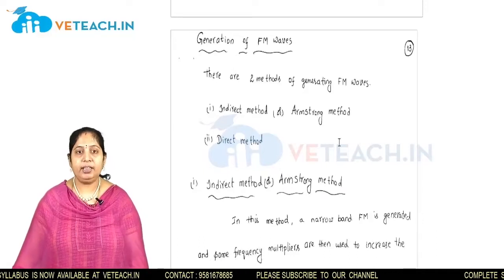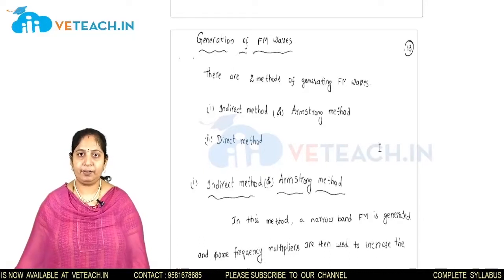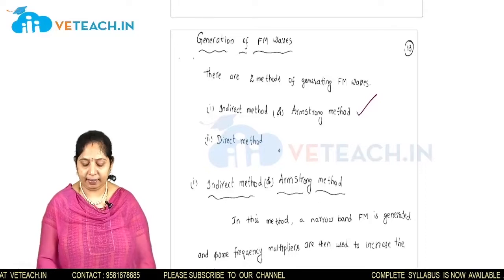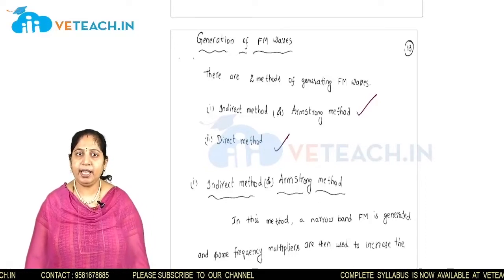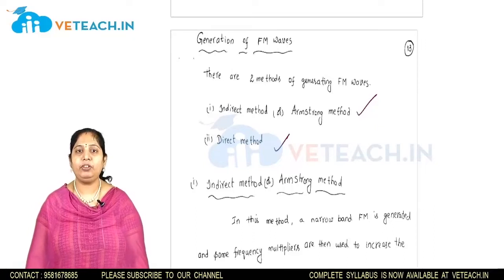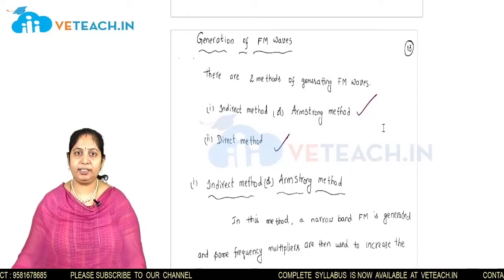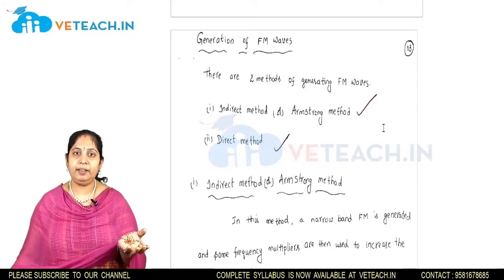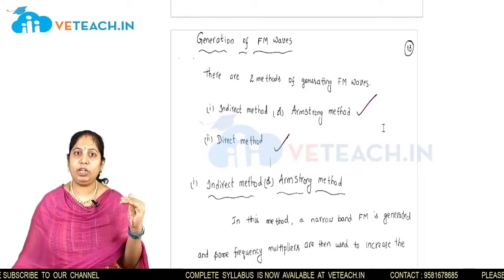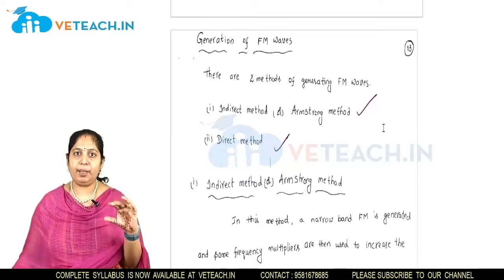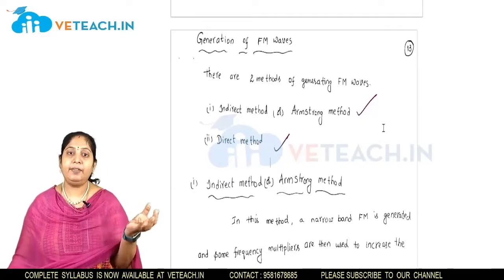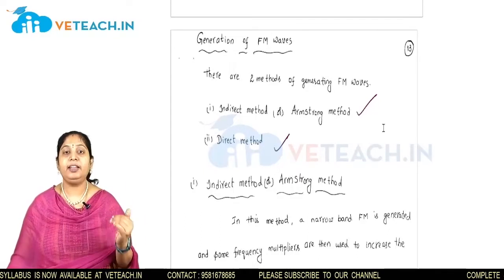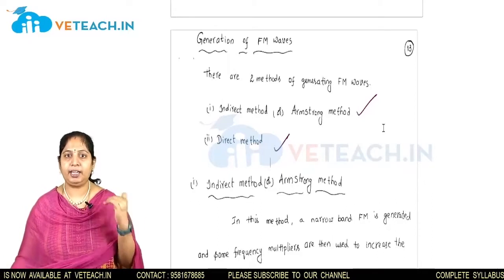Okay, so here there are two methods to generate FM waves. What are the two methods? They are the indirect method and the direct method. The indirect method is also known as the Armstrong method. So let us discuss this indirect method, or Armstrong method. Indirect means first the message signal is applied to some other block, and from the output of that block we generate the frequency modulated wave. That's why we call it the indirect method.